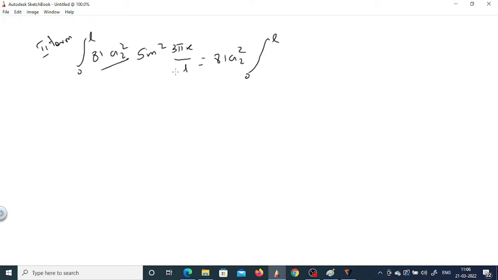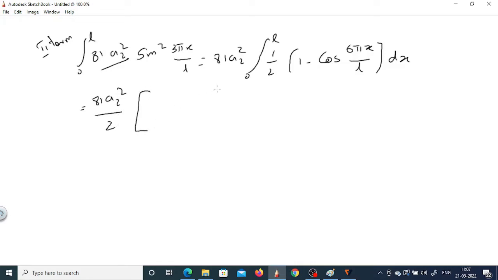In that, sin squared πx by L can be written as 1 minus cos 2πx by L. So here I write 1 by 2 of 1 minus cos 6πx by L into dx, which is the integral formula for sin squared. Okay, so I can write here 1 by 2 into 1 minus cos 6πx by L. This is the formula. After that, I can move to the next step. The common term 81 a2 squared is available, and inside the integral there is 1 by 2 available, so 81 a2 squared divided by 2.